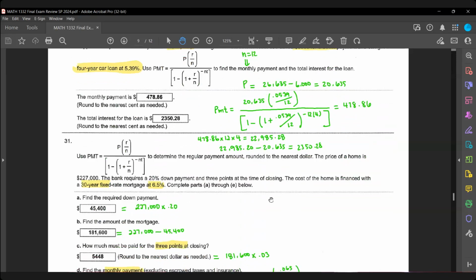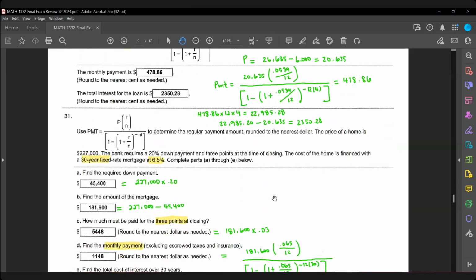Number 31, once again, this question is telling us what formula to use. It is saying that the price of a home is 227,000. The bank requires a 20% down payment. So in that case, 127,000 times 0.20, that is 45.